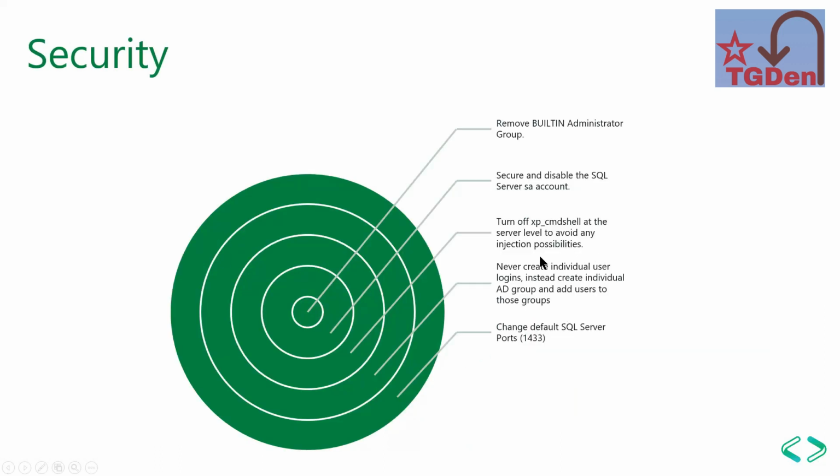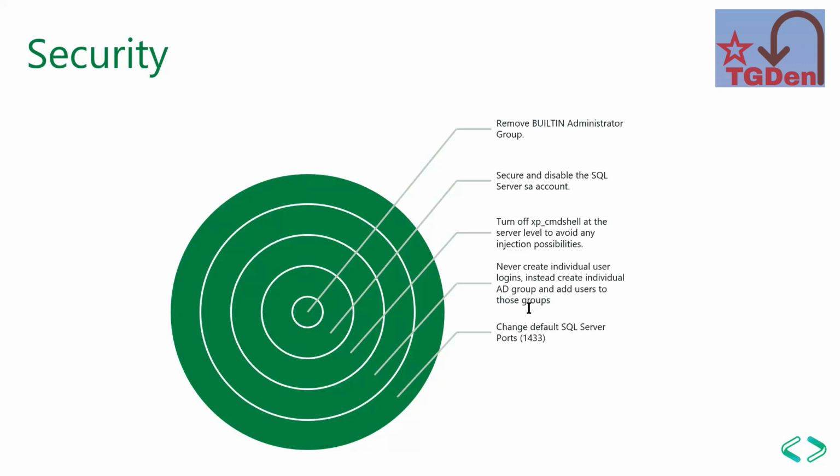Then the next and the last topic is security, which is again a very important best practice configuration. Why? Because you should remove the built-in administrator group, which is not needed. The moment you have the built-in administrator, everybody automatically gets access to SQL Server, which is dangerous because you never need to allow all the people to use SQL Server automatically, right? So it's always better that you remove the built-in administrator group from SQL Server.